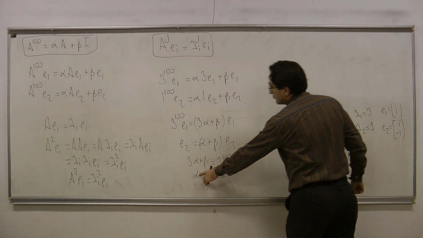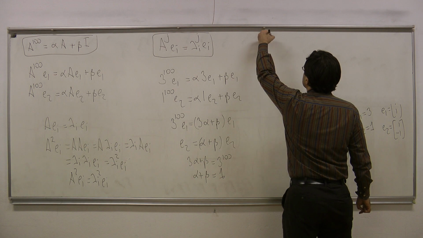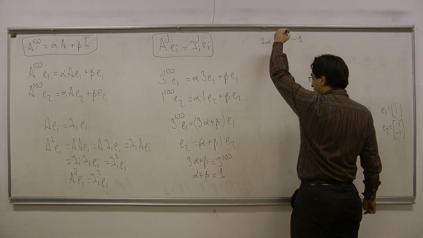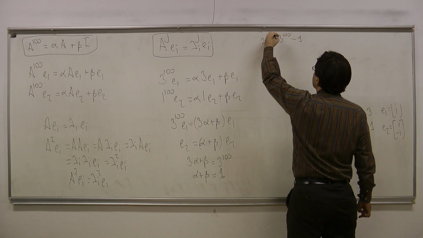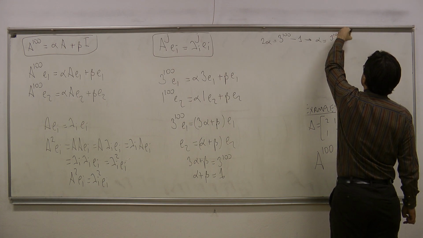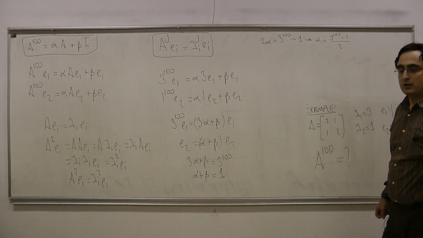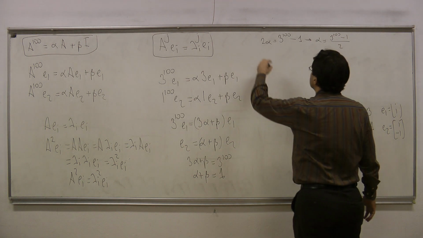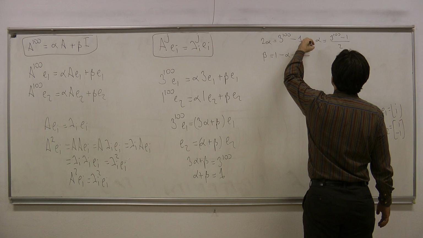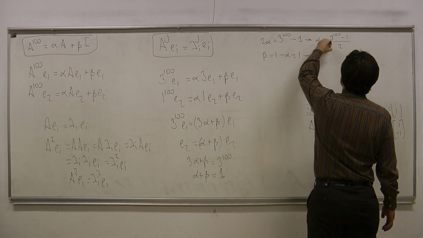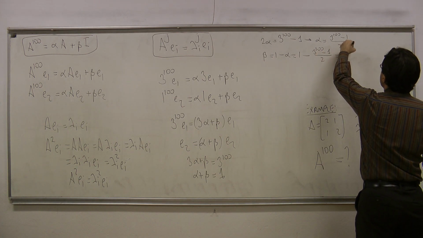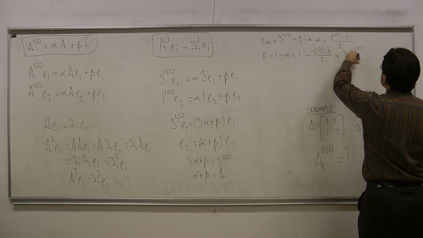That is going to give me 2 alpha is equal to 3 to the 100 minus 1. So that is going to tell me that alpha is equal to (3 to the 100 minus 1) over 2. And beta is 1 minus alpha from the second equation. Beta is 1 minus alpha, and that is 1 minus (3 to the 100 minus 1) over 2. And this is going to be (3 minus 3 to the 100) over 2.